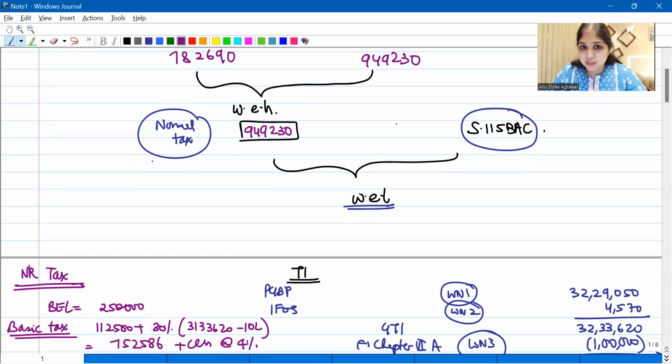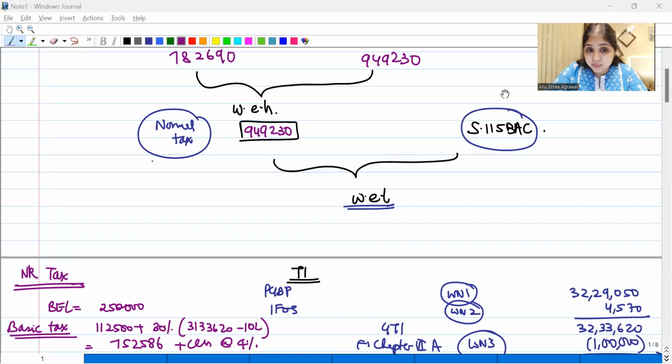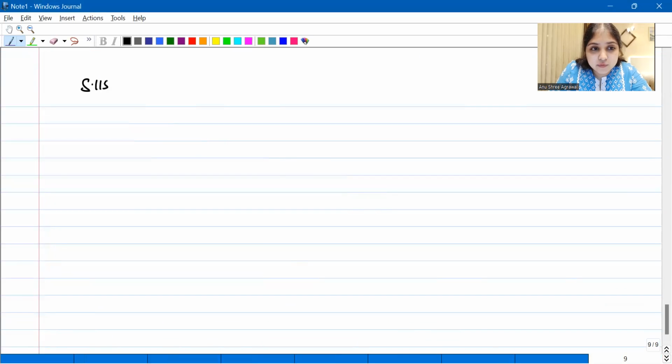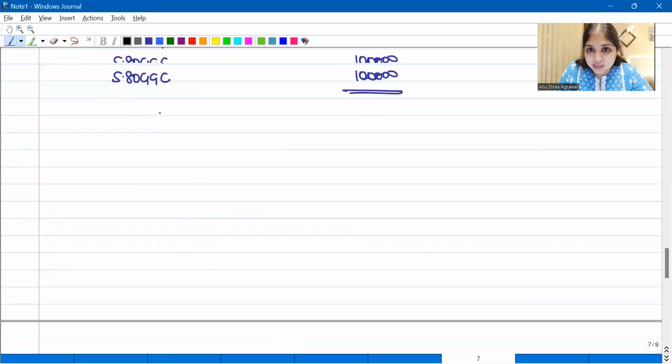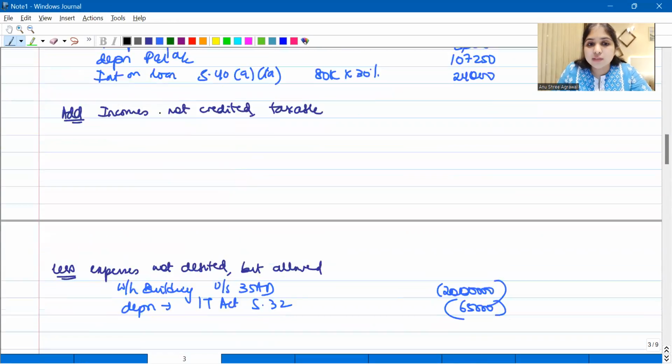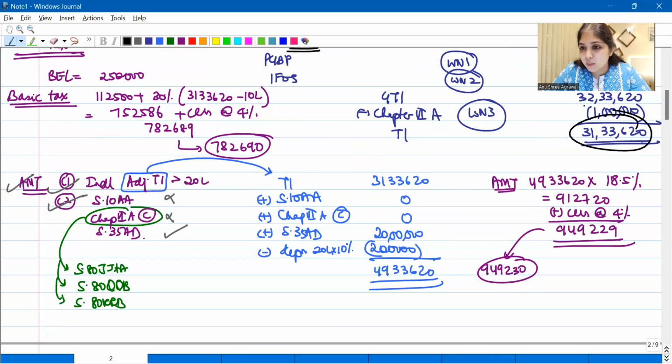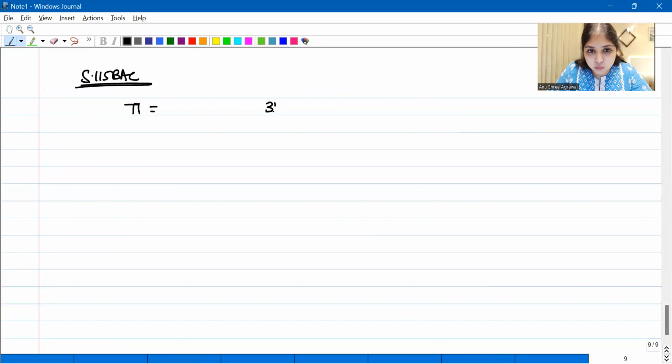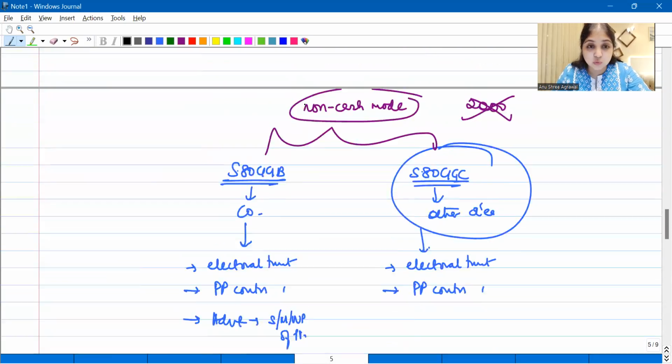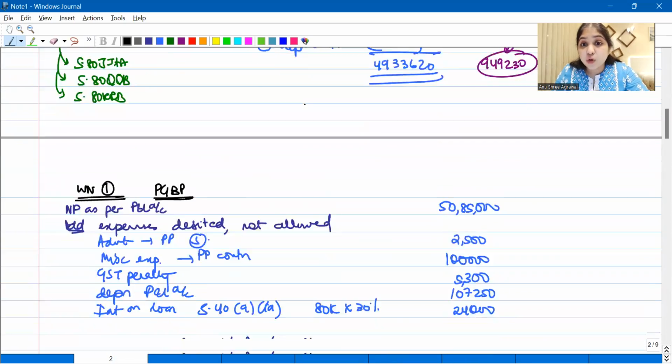Anyways, coming back to the question now. So this was my normal tax. They're asking us which is more beneficial. So I'll also have to think about 115 BSE. But for 115 BSE, I'll have to recalculate my income. Right? So if I apply 115 BSE, I have to recalculate my income. So what is the total income of the assessee as per the normal route? Total income of the assessee is 31,33,620.